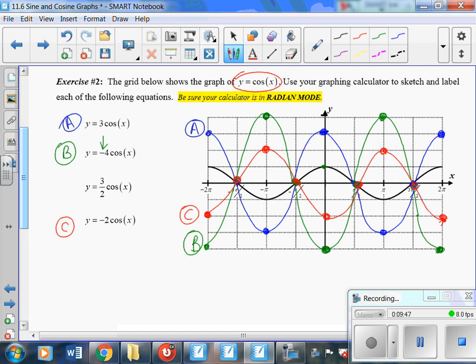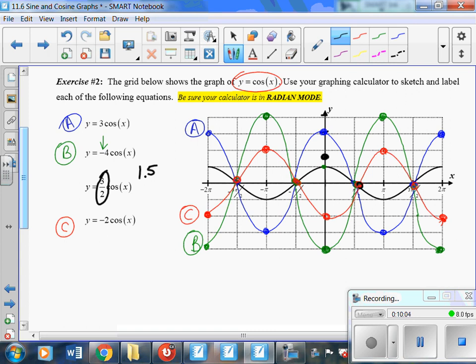And now the last one is D. And D says 3/2, which is the same thing as 1.5. So we're going to follow the normal curve of a cosine, except this time, instead of being at 1, it's going to be at 1.5.